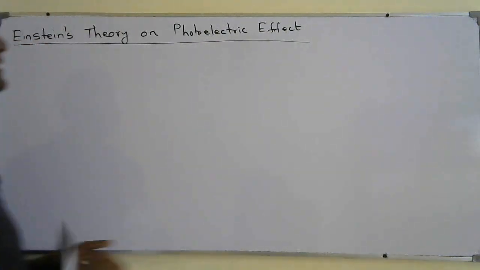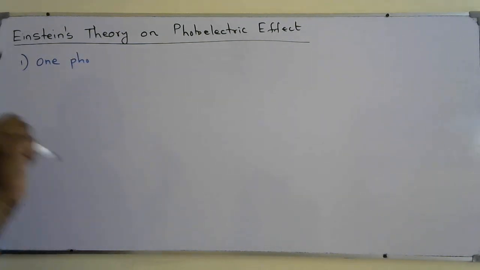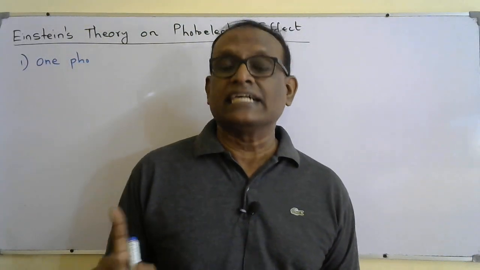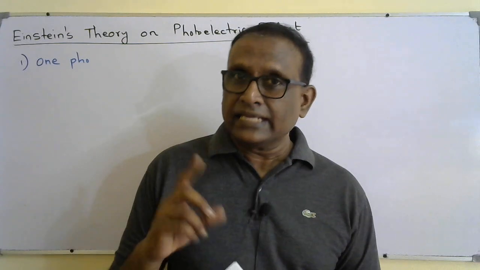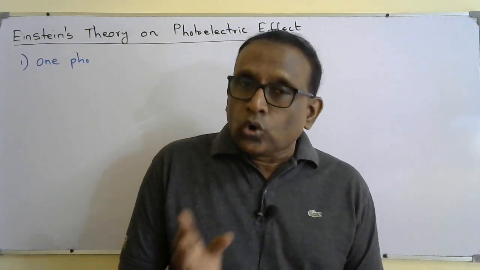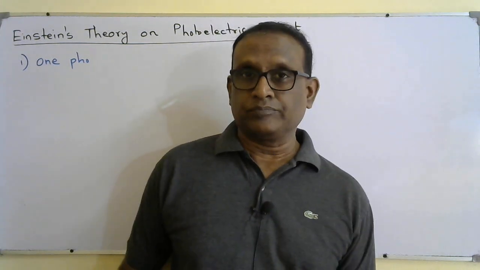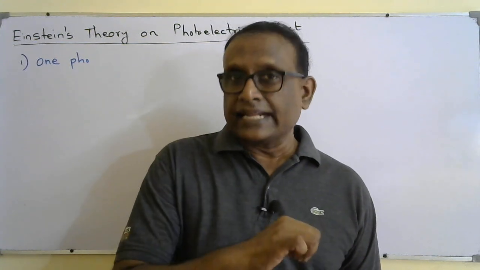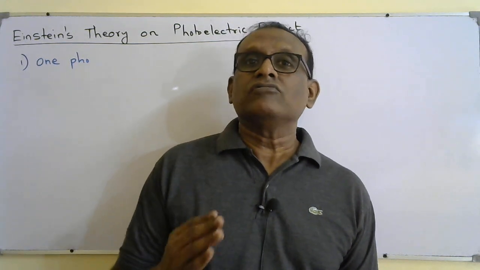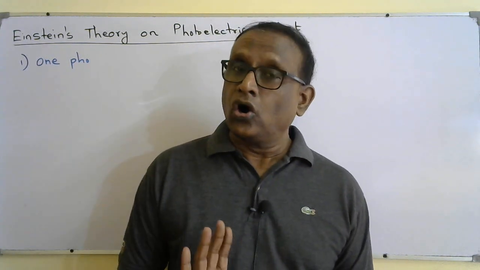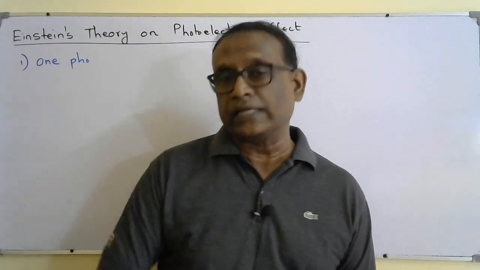What he postulates is that one photon can interact with only one electron. It cannot share its energy with more than one electron. Also he said, when it interacts with an electron, that means when it meets an electron, either it will give all its energy to the electron or it won't give any energy to the electron. That means it can interact with only one electron.